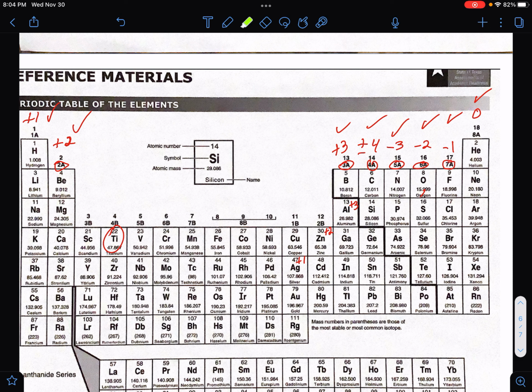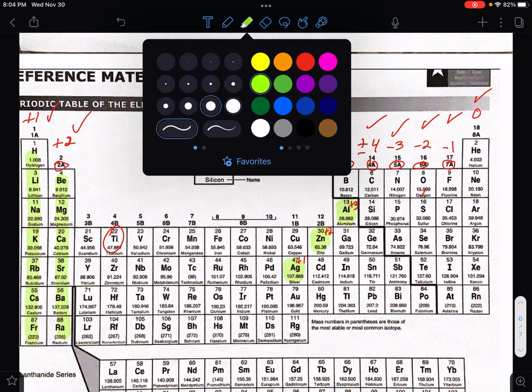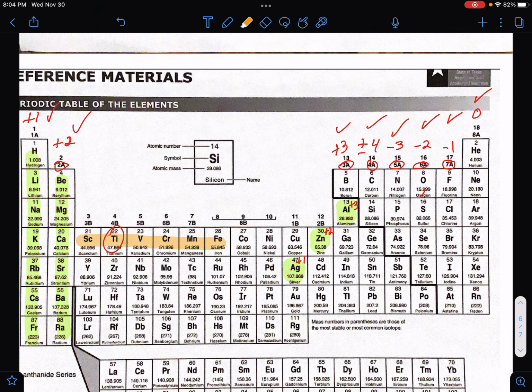Now, I will highlight the things you do not need a Roman numeral for. You do not need it for this group right here because it's always +1. You do not need it for right here. Okay, that is always +2. You do not need it for this silver. That is always a +1. You do not need it for this zinc. Zinc is +2. And you do not need it for aluminum. Aluminum is always +3. I will highlight what you do need a Roman numeral for. I can use a different color. You basically need everything from this 3B all the way to the staircase.